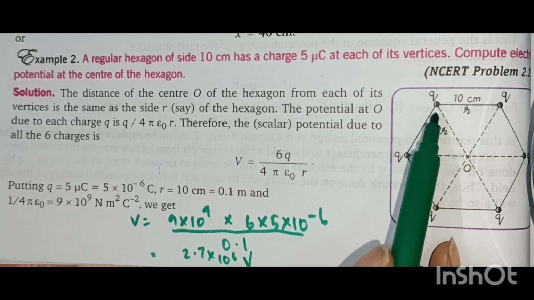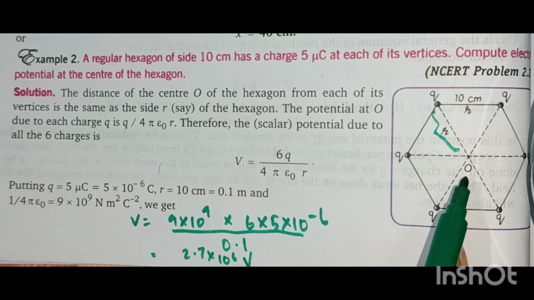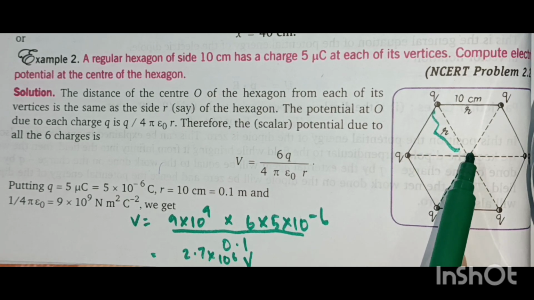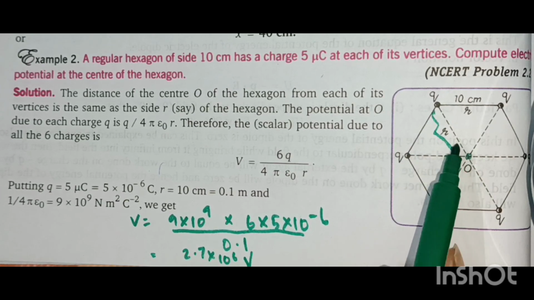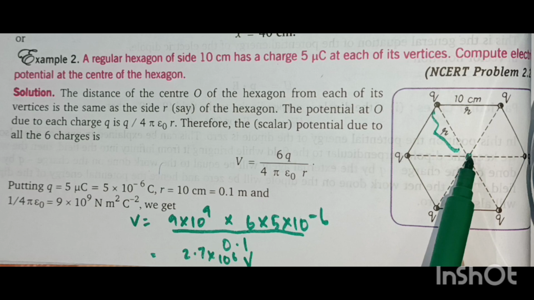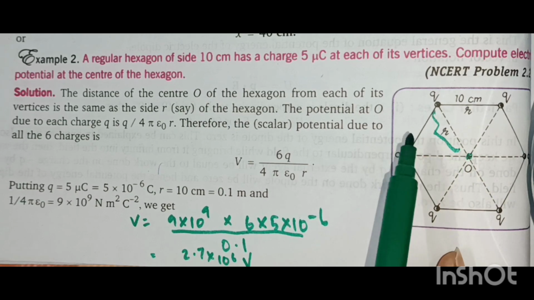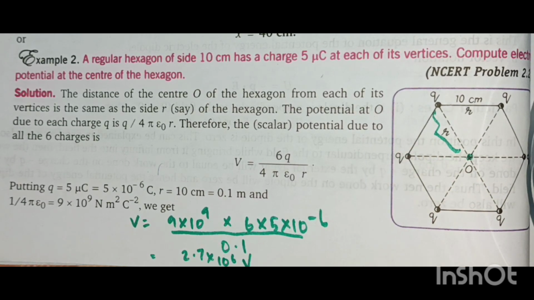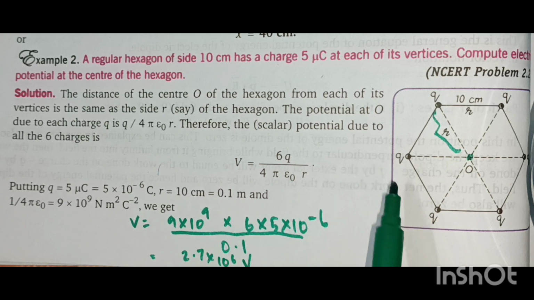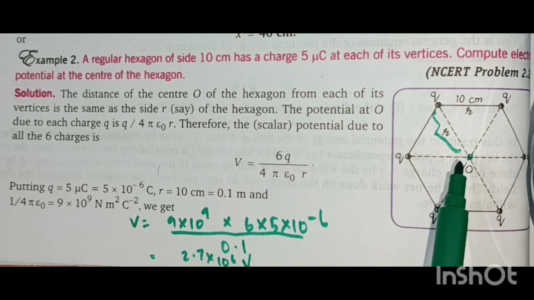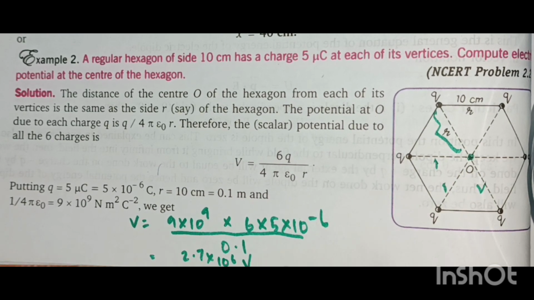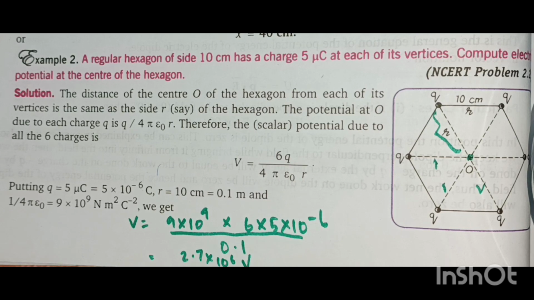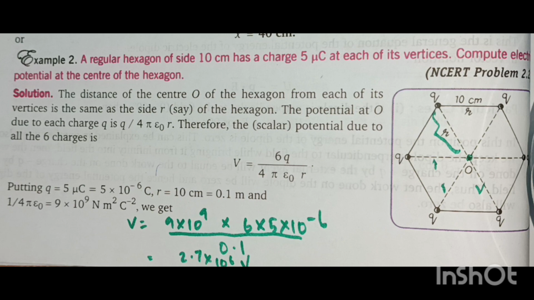What is the r? This distance is r, because this is the point at a certain distance from this charge q, and we have to find the potential at this point. So this is the distance between that charge and this point, that is small r. So this will be kq by r. Now we know all the charges are at the same distance r from the point O, so we can just add them. How many charges are there? 6 charges. So 6 into kq by r. So that is the answer.